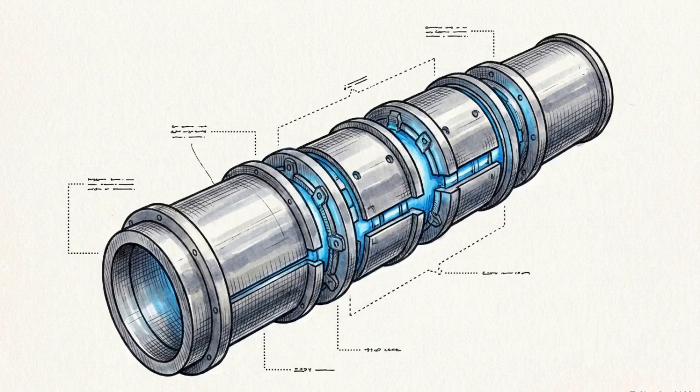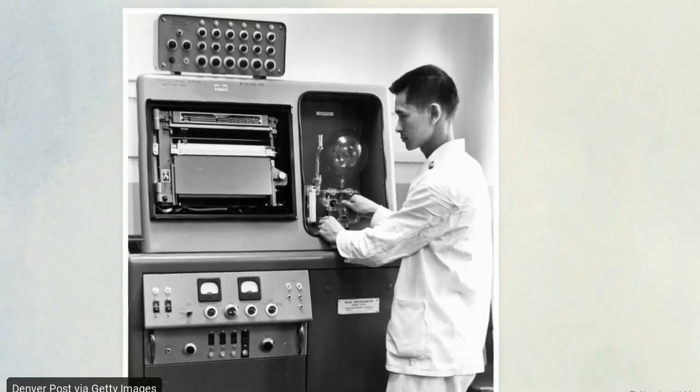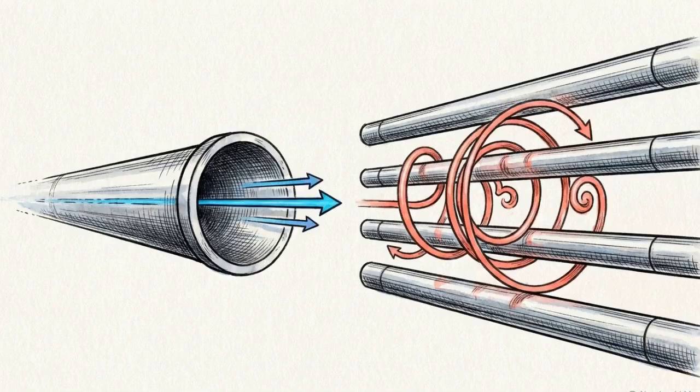That physical separation happens inside the mass analyzer. It is the active environment where raw chemistry is converted into readable data. Decades of engineering have refined this process, resulting in two entirely dominant, yet physically opposite architectures.